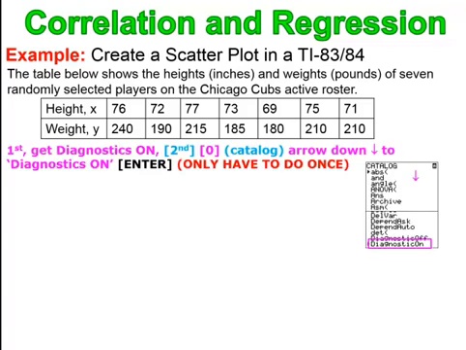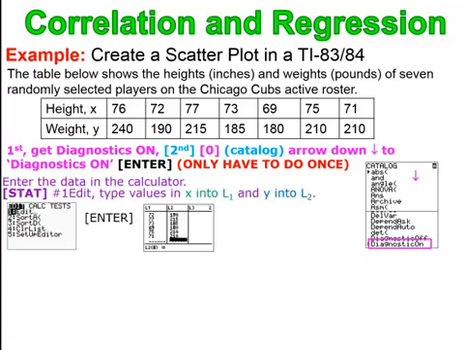So before we can do anything in this correlation and regression chapter with our calculators, you have to make sure the diagnostic is on. So to do that, you want to go to your second button and choose 0. You see above the 0 in writing, you have the word catalog, and you want to arrow down until you find the diagnostic on. Once you get it highlighted, you hit enter and it will turn the diagnostic on. We only have to do this once. Once you turn it on, it will stay on.